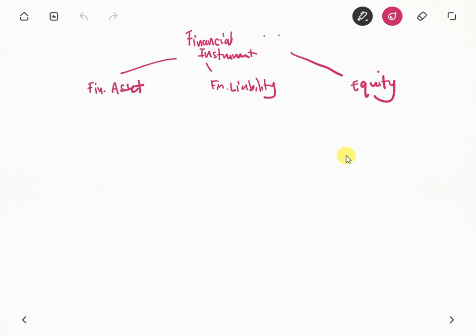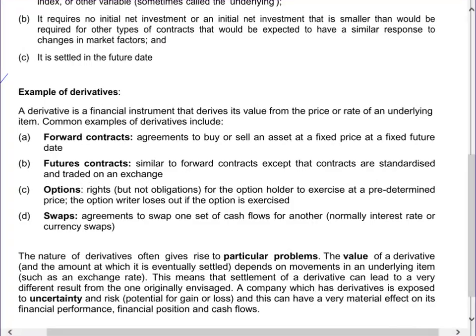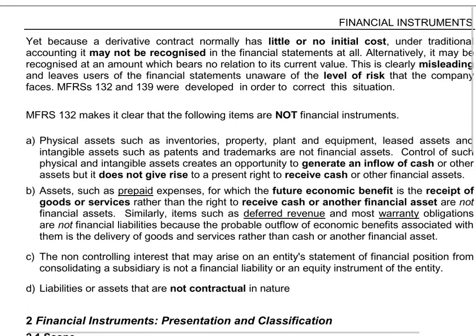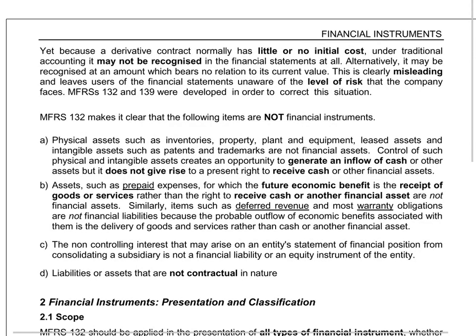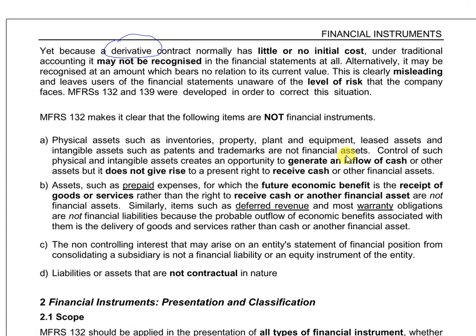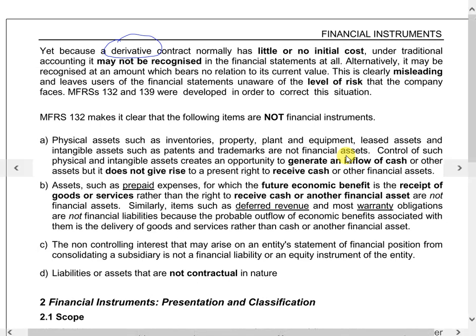Okay, we have 4 definitions. And next, just to let you know here, derivatives, which we are not going to cover. In the market, to buy futures, derivatives, forward contracts, futures, swaps, share options, all this may involve zero cost. You just have to enter into a contract with the bank, or you may pay a very minimal cost. So it has very little or no initial cost.